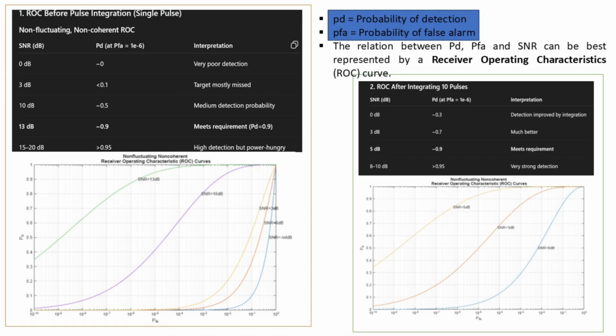Pulse integration significantly improves radar detection performance by increasing effective SNR, allowing reliable detection at much lower power levels. ROC curves clearly show how PD, PFA, and SNR are linked, helping optimize radar design for practical operation.